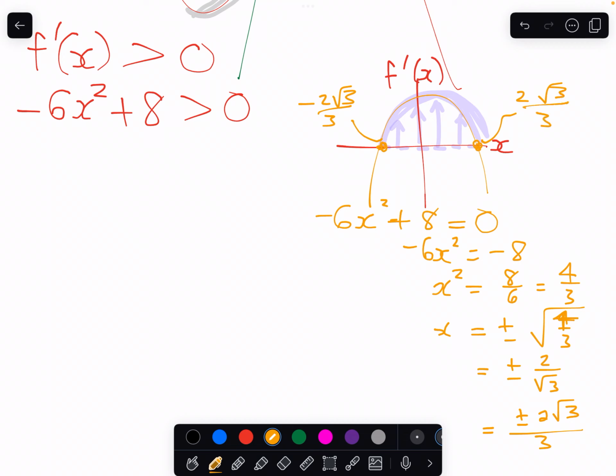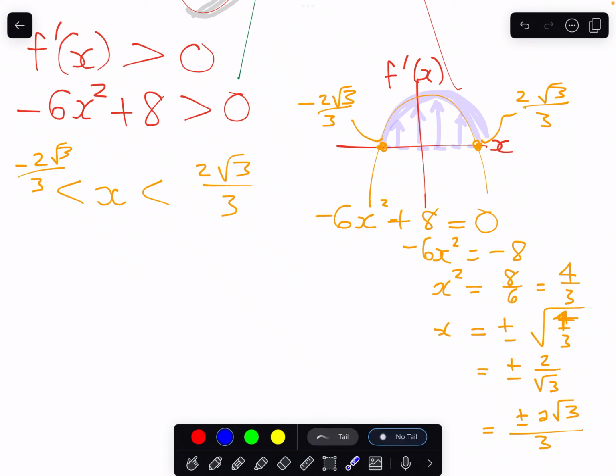Right, so when x is between negative 2 root 3 over 3 and positive 2 root 3 over 3, that is where we have f prime giving us positive values. We're not including these because when x is equal to either of them, f prime gives us 0, which is not what we want. We want strictly greater than 0.